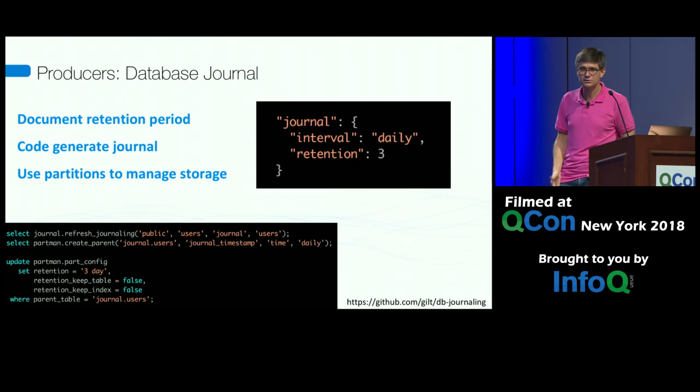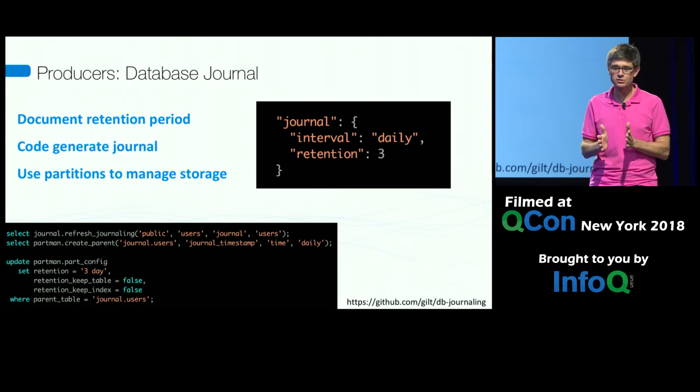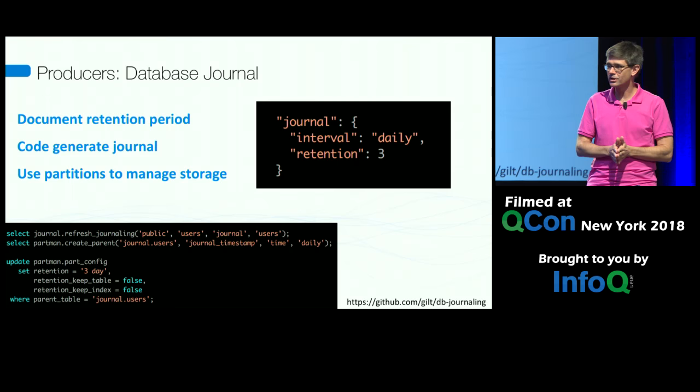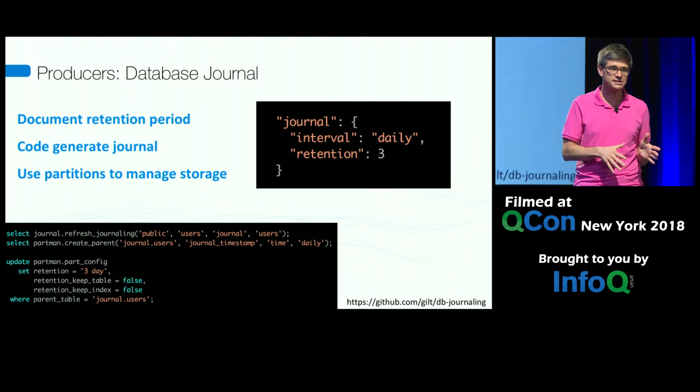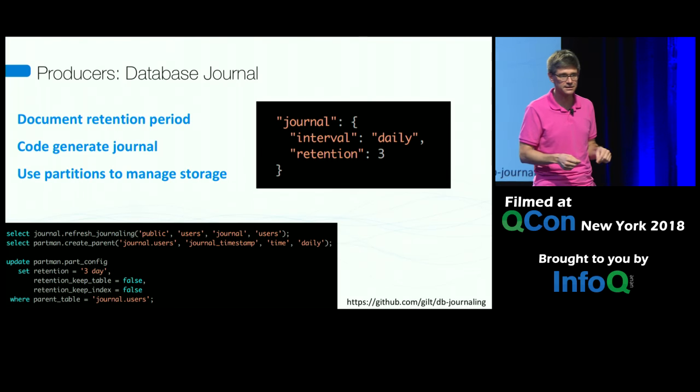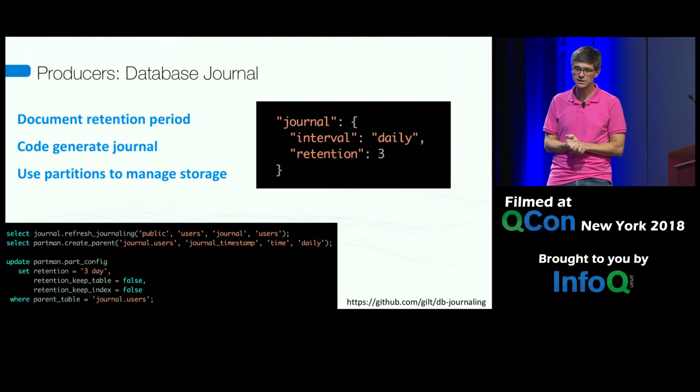What's the database look like? We talk about journaling. We have metadata that describes our storage requirements. This is a new storage requirement. We'll call it journal, and journal has two attributes: how long and how frequent. So this one, we're going to journal data for 3 days. What this actually does in the database is create partitions that are daily. And on day four, we'll drop the old partition from 4 days ago.